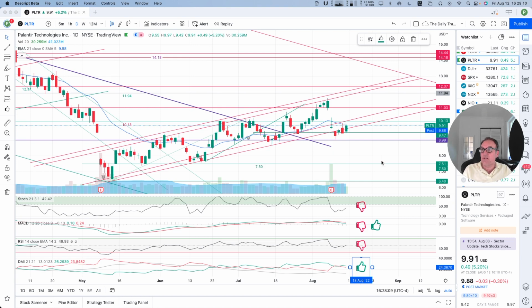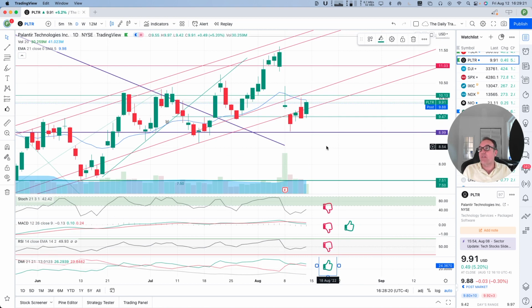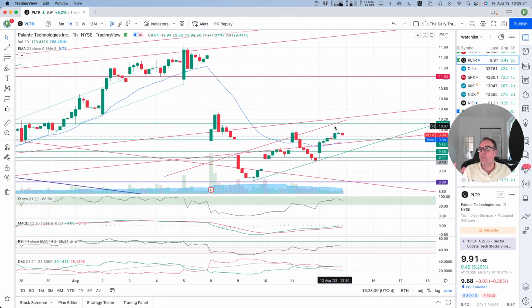So Palantir at last going up 49 cents, 5.2%. Closed at 991. Post-market, we are down by 3 cents. Let's look at what we have here. Yesterday, we had what I call a head fake on the 1-hour chart. And let's look at the 1-hour chart right away.